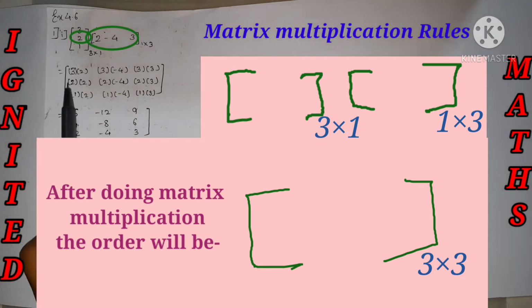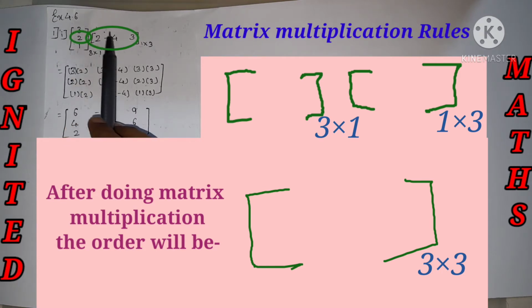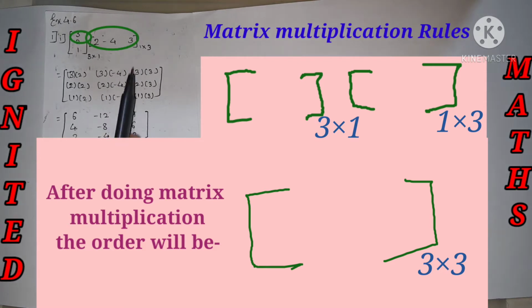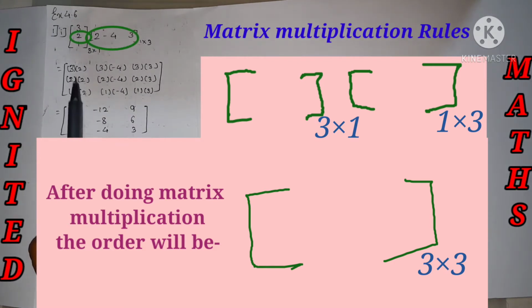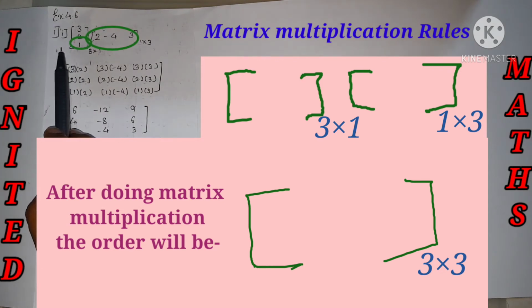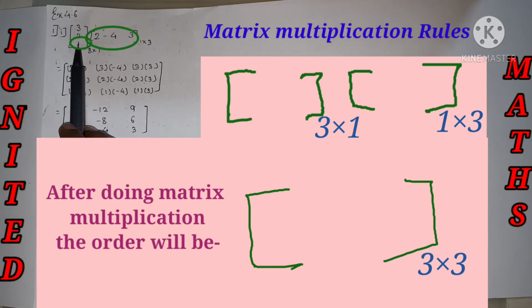Now for the second row, the second row of the first matrix is multiplied with the columns of the second matrix one by one. That is 2 into 2, 2 into minus 4 and 2 into 3. This is how we need to do it. And the third row, the last row of the first matrix, will be multiplied by the columns of the second matrix one by one. That is 1 into 2, 1 into minus 4, 1 into 3. Yes, we have completed with it.